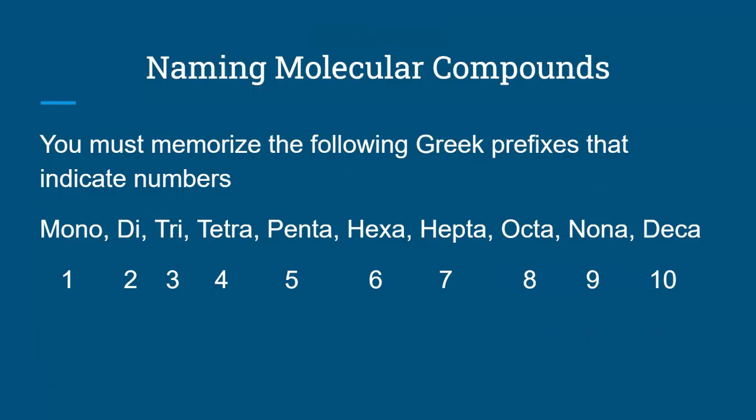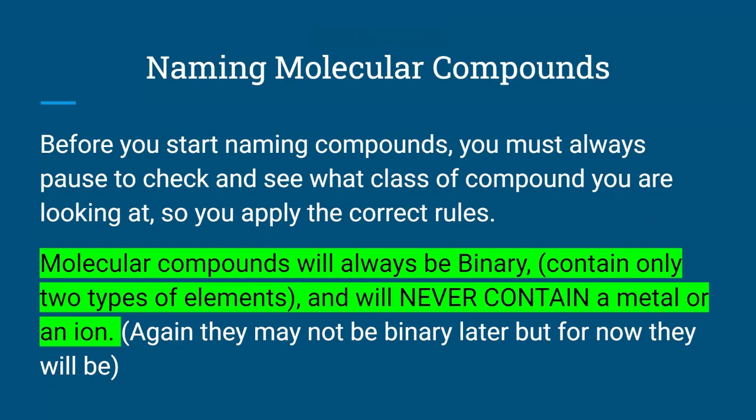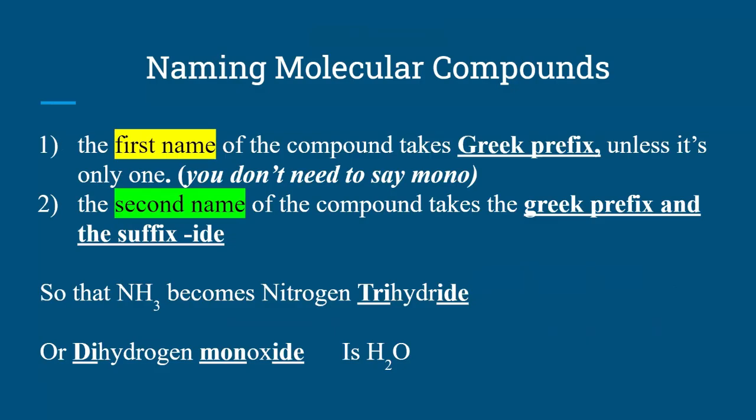So here's the Greek prefixes you have to memorize. On the previous slide were some things that you need to be able to recognize to know if a compound is molecular. And then the rules, basically. The first name of the compound takes the Greek prefix, unless it's only one, you don't necessarily need to say mono in the front of the compound.